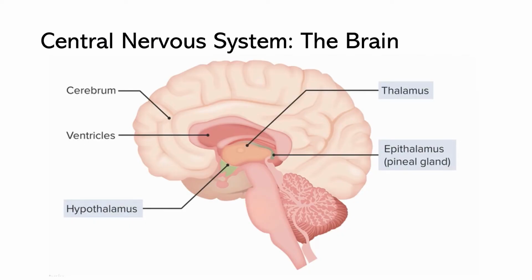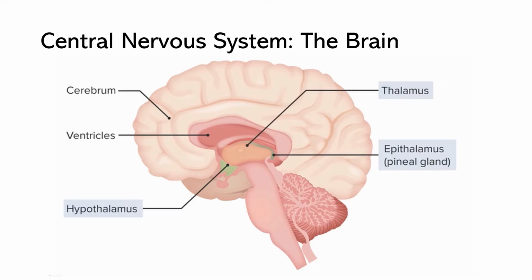Okay, let's look at the principal parts of the brain. The outermost part of the brain is known as the cerebrum. This is what you would see if you are holding a brain in your hand. The innermost part of the brain are the ventricles. The ventricles are empty cavities inside of the brain that actually hold the cerebrospinal fluid.